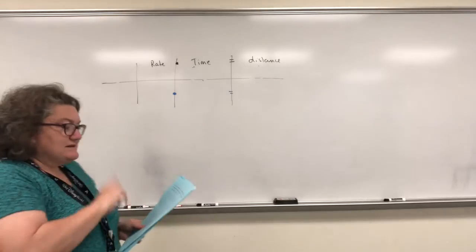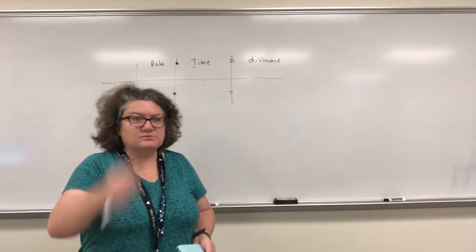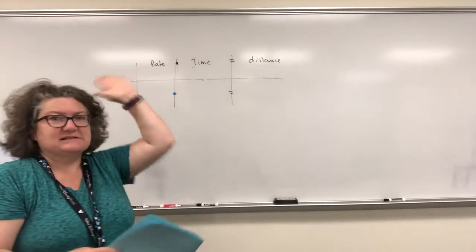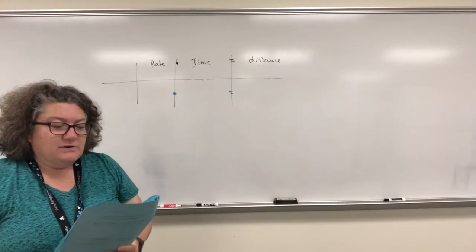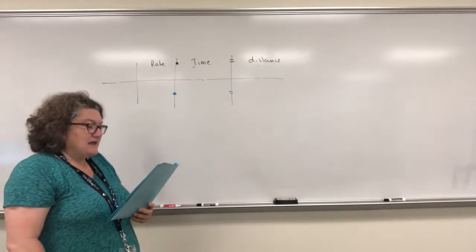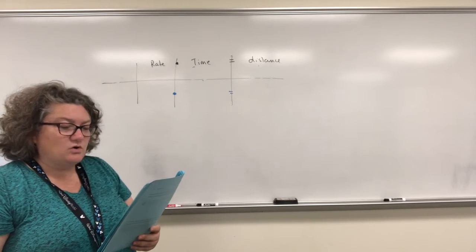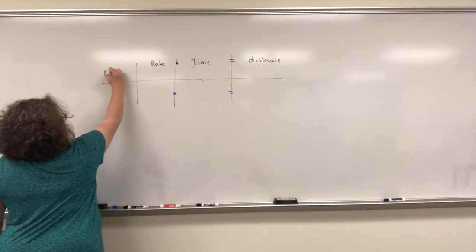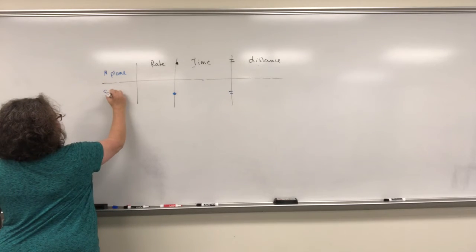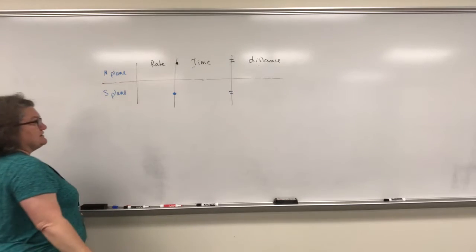But we're in distance problems, and when we have distance problems, we set up our rate times time equals distance every single time. Doesn't matter, every single time. So it talks about two planes at the same airport at the same time. One travels north and the other travels south.